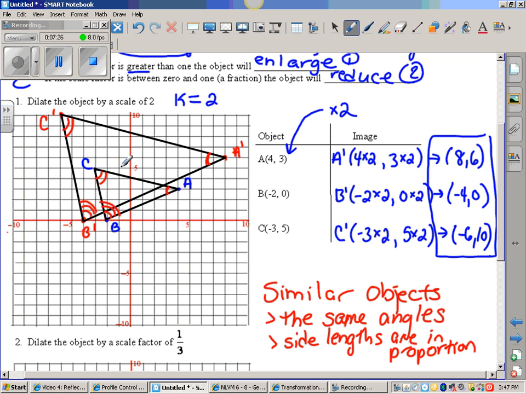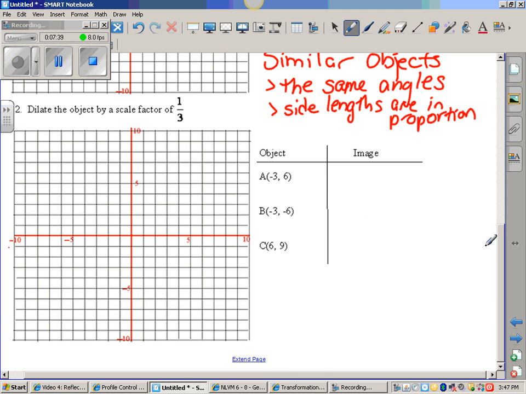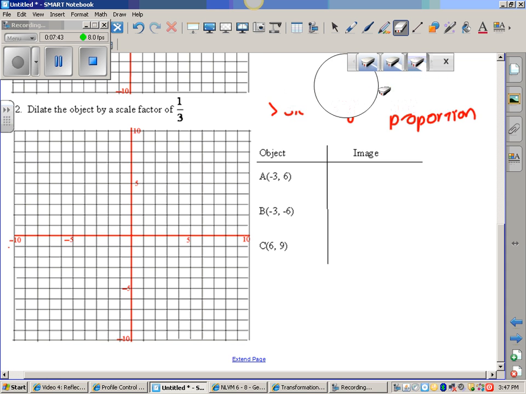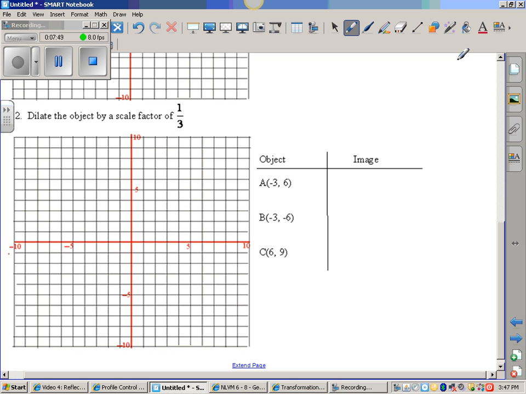If you graphed a right triangle here, your scale factor of 2 would still have to result in a right triangle. It's still the same shape, it's just bigger. All right, so now let's go down to number 2. We're going to dilate by the fraction 1/3. So hopefully as soon as you see a fraction, you're thinking, okay, this is going to make my object smaller. I'm taking 1/3 of it. But let's test it out and make sure that we're right.